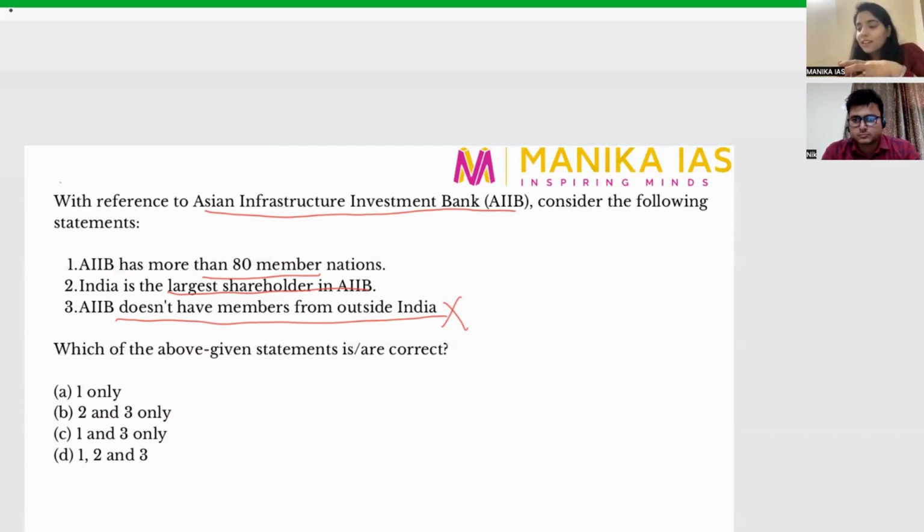If China is there and China is also an Asian member, how can you expect India to be the largest shareholder simply by their financial capabilities? If China and India are in the same organization, which refers to infrastructure investment, any such organization, China has to be the largest shareholder, not India. So the only option you are left with is A. So the answer is A. This is how you can crack down with bare minimum information.